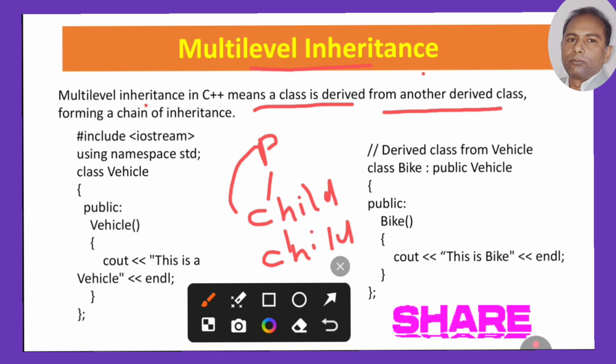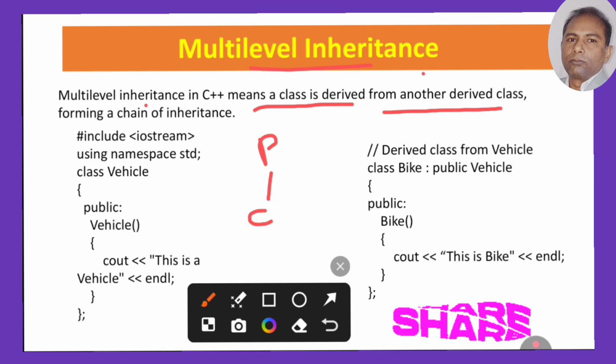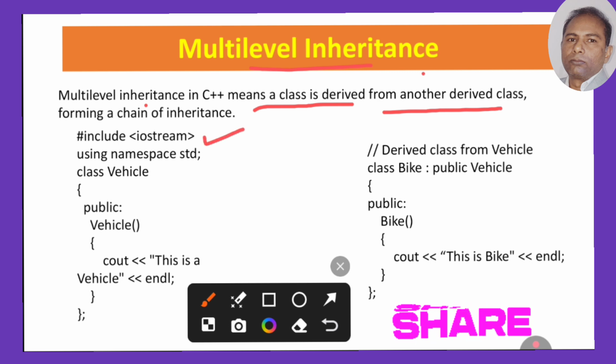Now we can see one example here. We can see one example of what the meaning of multi-level inheritance is. So we are writing here, including the header file.